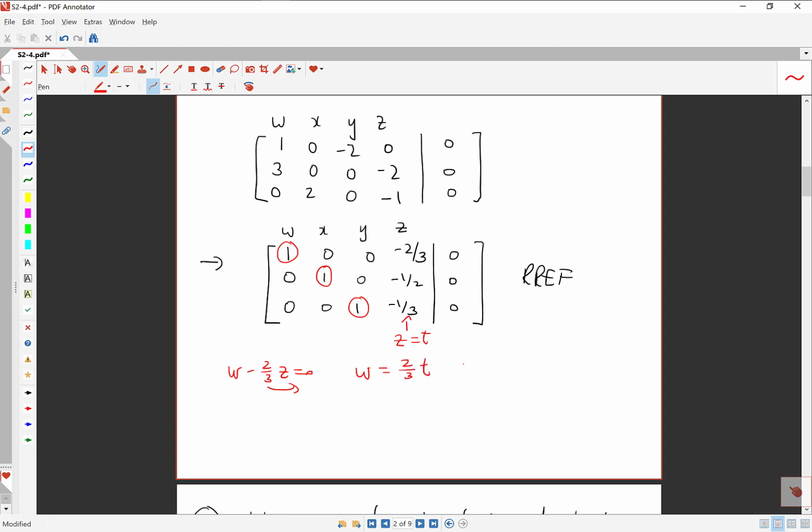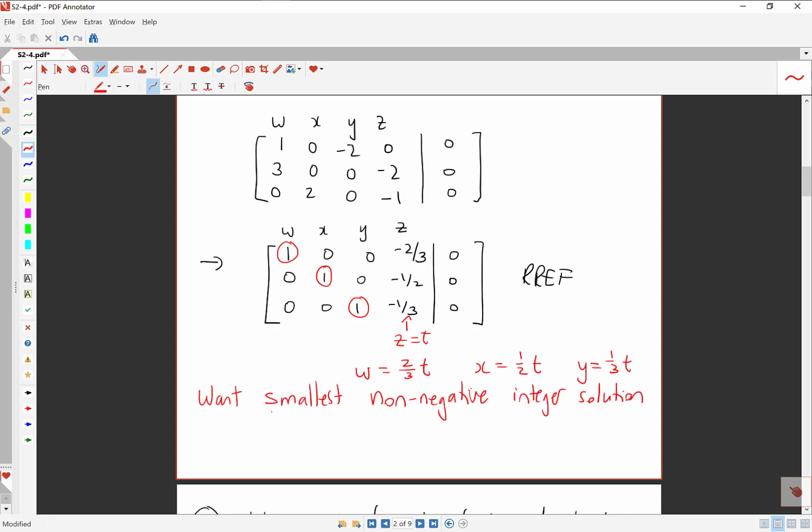And in a similar way, we can get X equals 1/2 T just by using the second row, and by using the third row of the matrix, Y equals 1/3 T. So there are infinitely many solutions to a system like this. What we want is the smallest non-negative integer solution. So when we say smallest, we just mean we want those coefficients to be as small as possible. Non-negative, because we definitely don't want a negative number of any of those molecules. Integer, because we don't want to take half a molecule, for example.